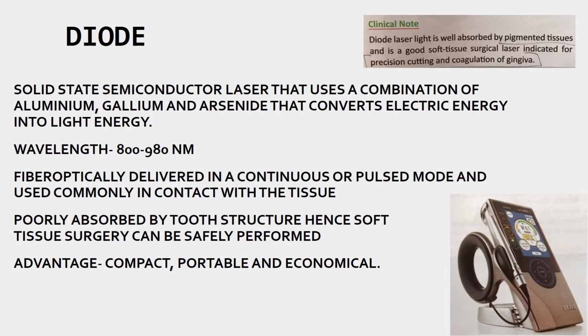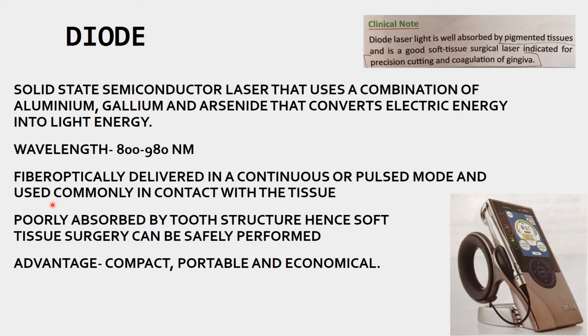Next one is the diode. So the diode's active medium is again a solid state semiconductor laser that uses a combination of aluminium, gallium and arsenide that converts the electrical energy into the light energy. Now the wavelength for this diode is 800 to 980 nanometers. Then it is delivered fibro optically only. It can be delivered in continuous or pulse mode, and it is commonly used in contact with tissue.